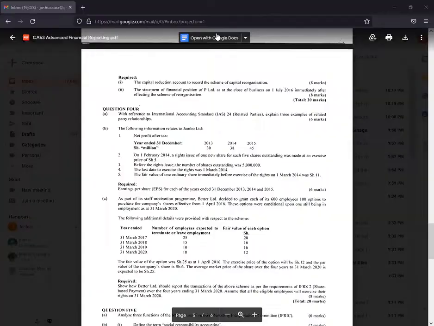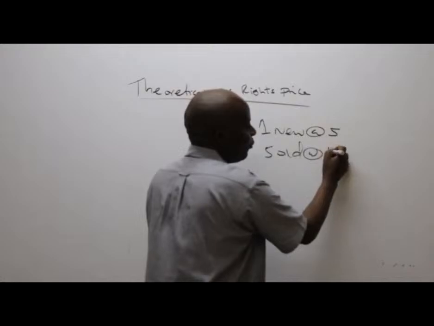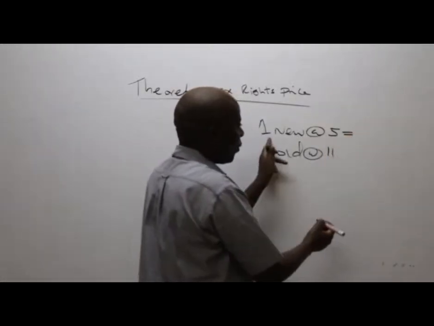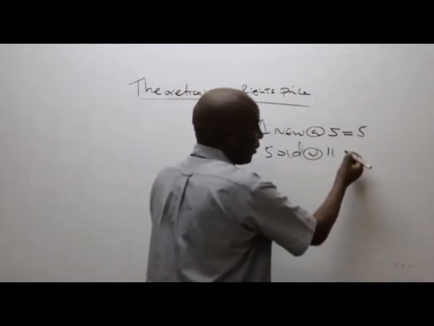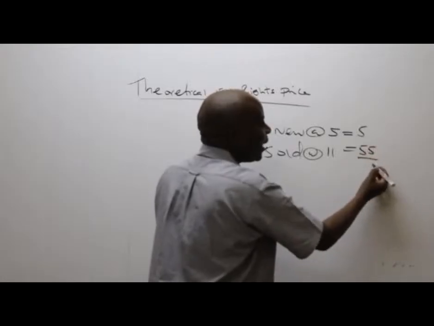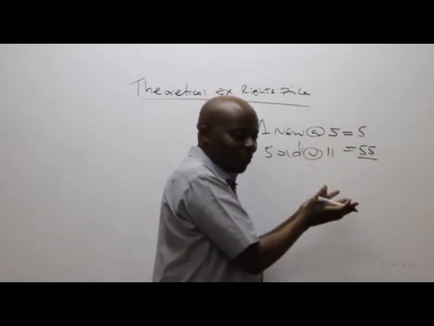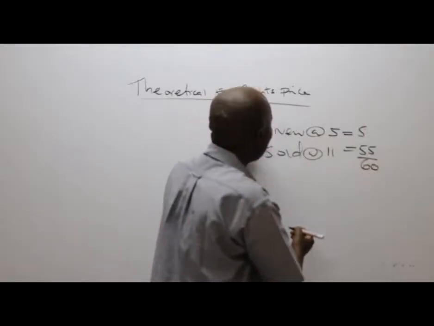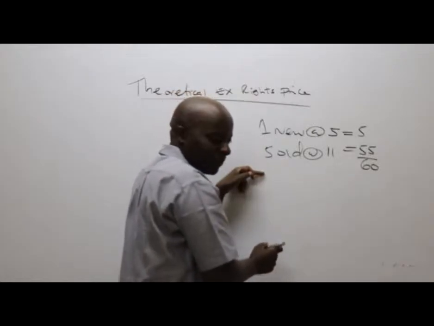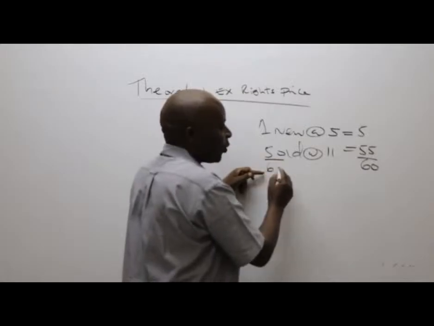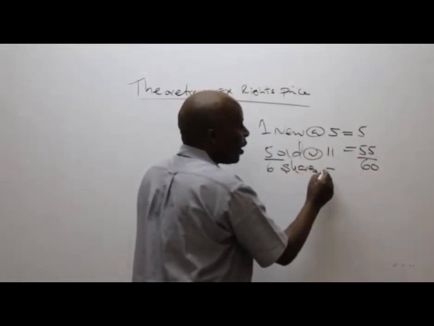So ladies and gentlemen, listen to me very well. 1 new is 5. 5 old, each one is going for how much here? Somebody said 11. So could you kindly multiply this? So 1 times 5 gives me 5. 5 times 11 gives me how much here? Somebody said 55. So the total bundle here will be worth how much? 60. But now how many shares do we have in total? 6. So we are saying that 6 shares are worth 60 bob.